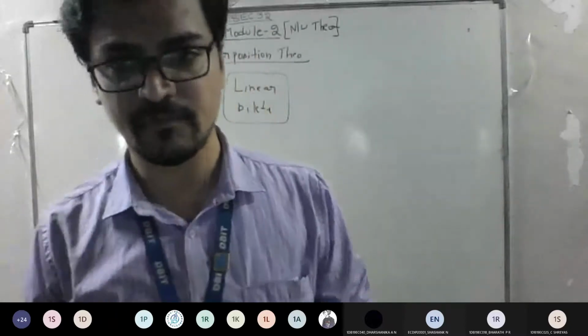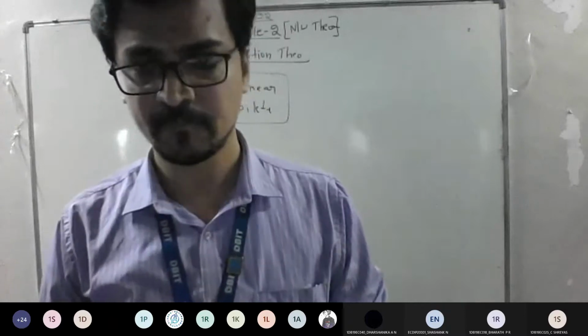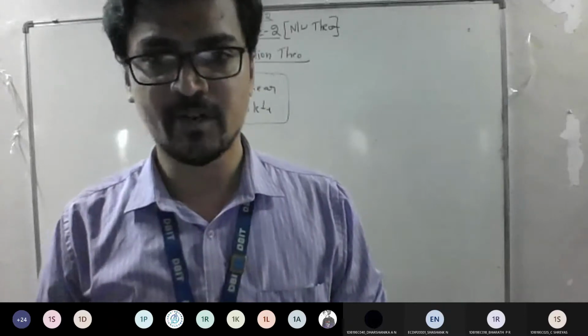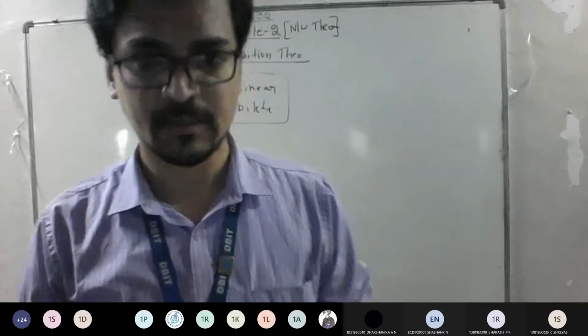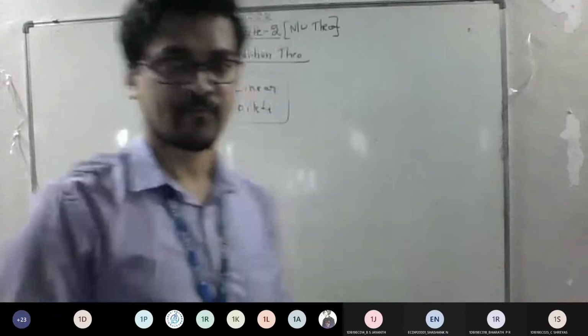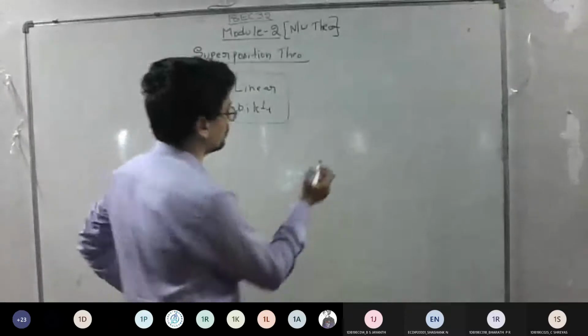Can anyone tell me what is the meaning of linear? In general, what is the meaning of linear? Straight line. A circuit which consists of linear devices only, sir, like resistor. Consisting of only linear devices. Okay, fine. So one said straight line. Okay, good. That's it. Okay, just look at this board now.